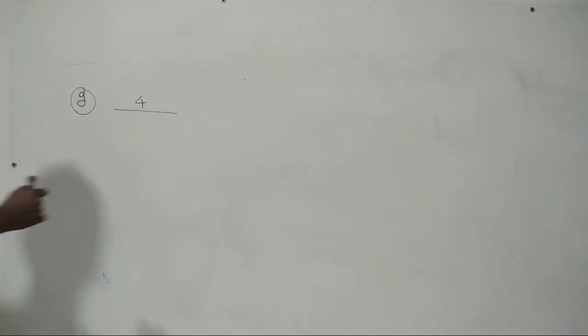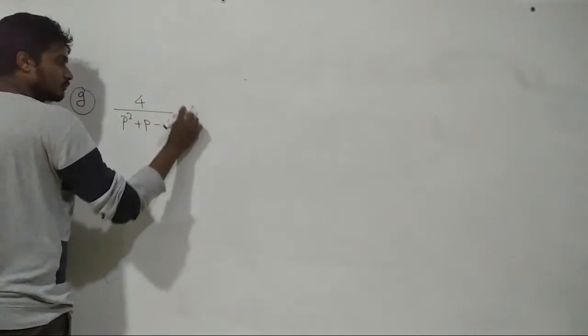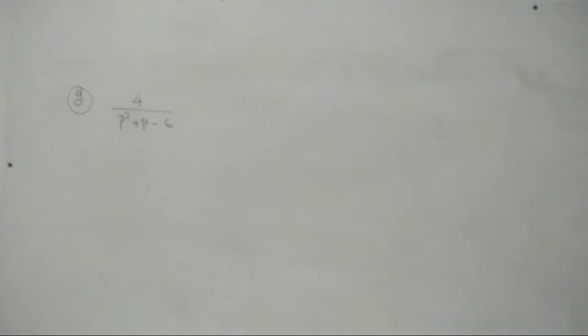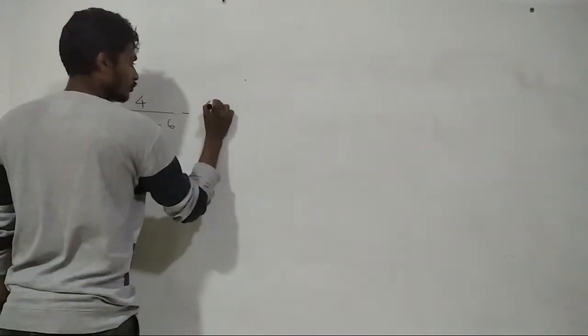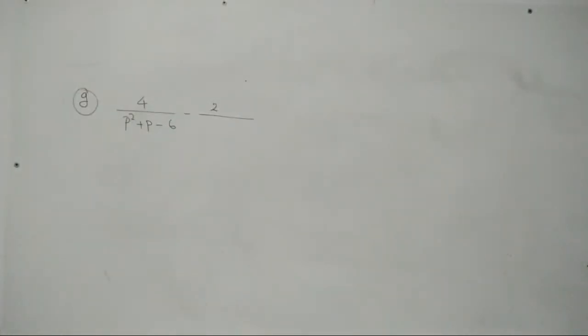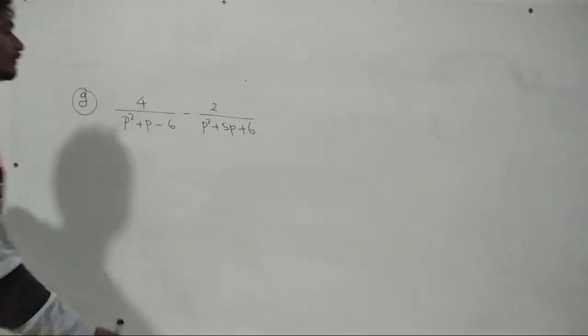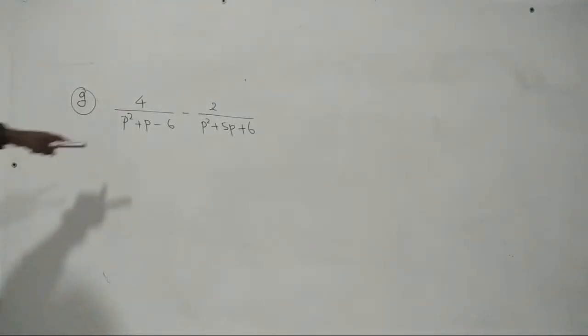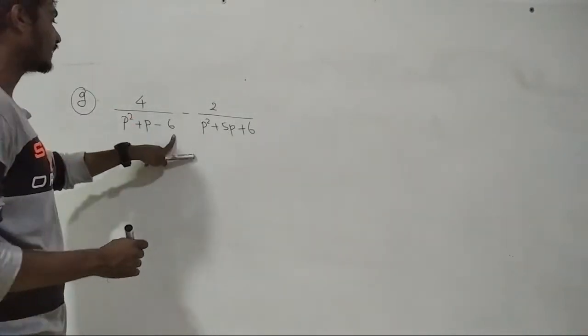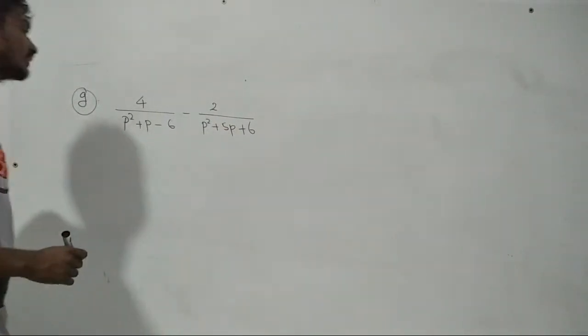p square plus p minus 6 minus 2 over p square plus 5p plus 6. So these are what we have. Okay. So guys, now you have p square plus p minus 6. P square plus 5p plus 6. So this is what we have.